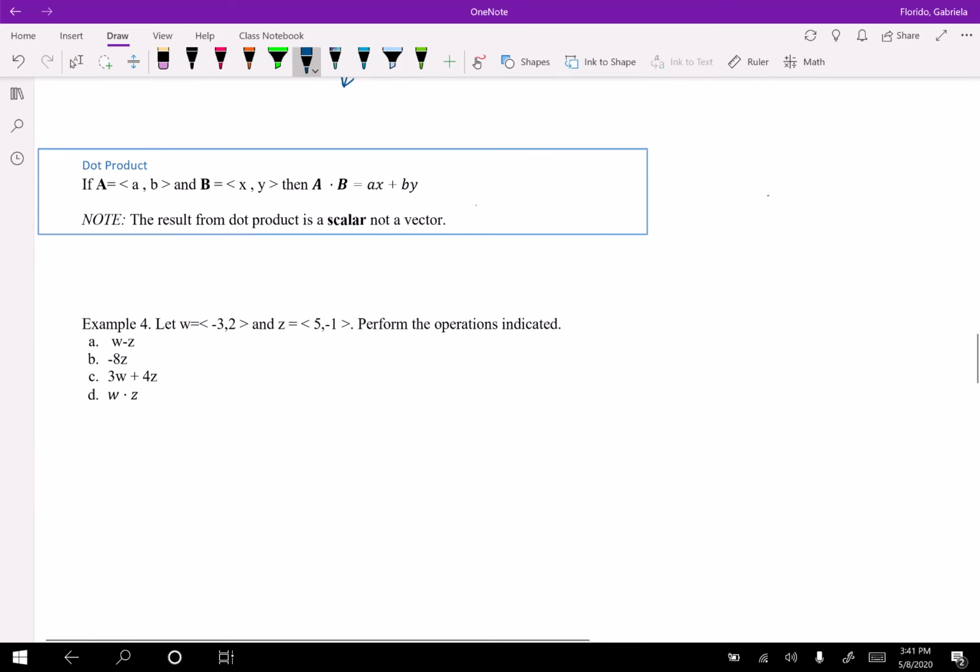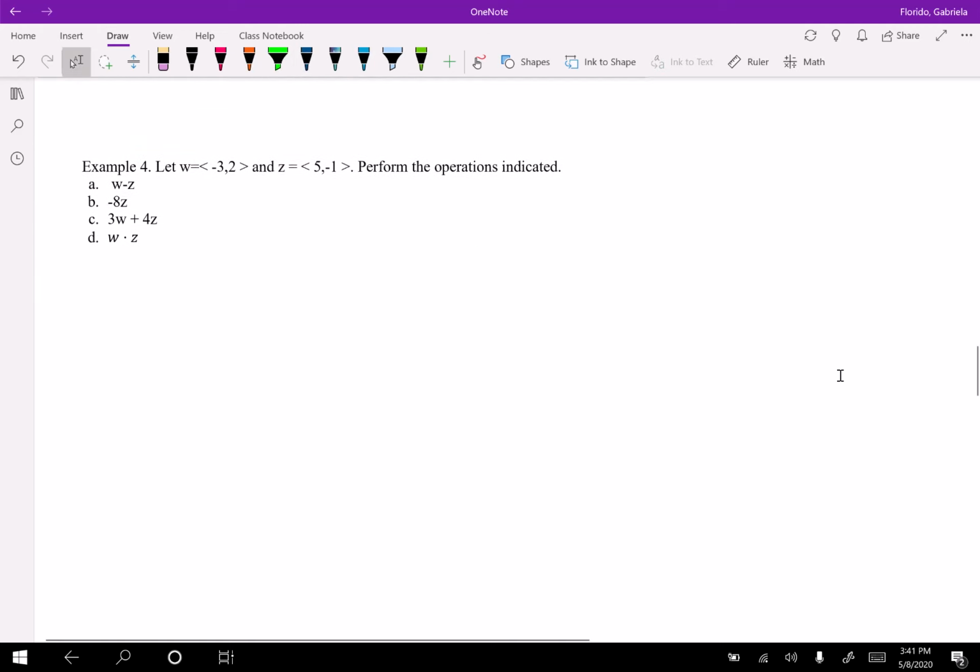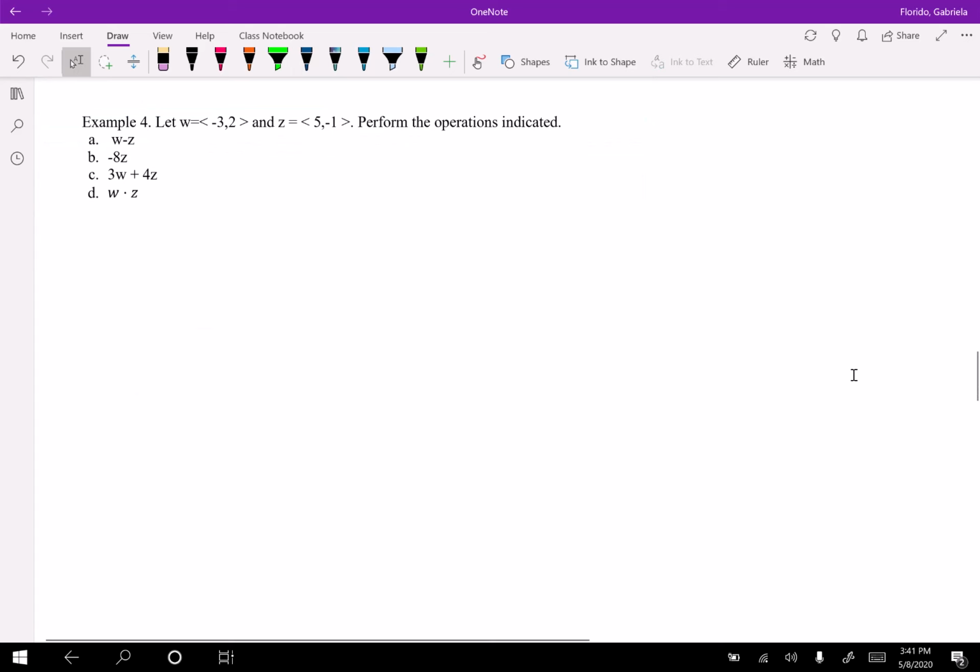Okay. So let's practice everything that we've done so far. Okay, so let's try example 4 here. It says let W equal -3, 2. So vector W equals -3, 2, and vector Z is equal to 5, -1. Perform the operations indicated. So for part A, we're going to subtract the vectors. For part B, we're going to multiply vector Z by a scalar, which is -8. For part C, we're going to not only multiply both of those vectors by a scalar, but we're going to sum them up. And then for part D, we're going to take the dot product of them.